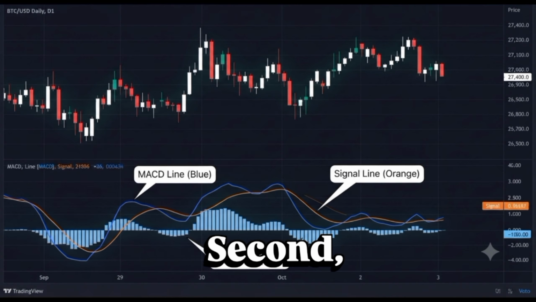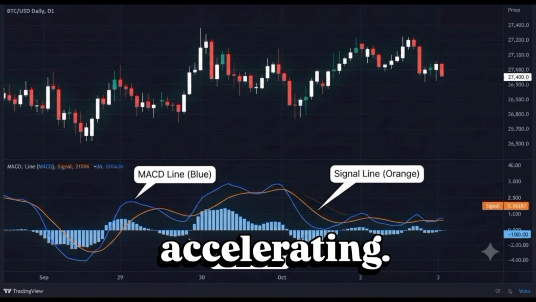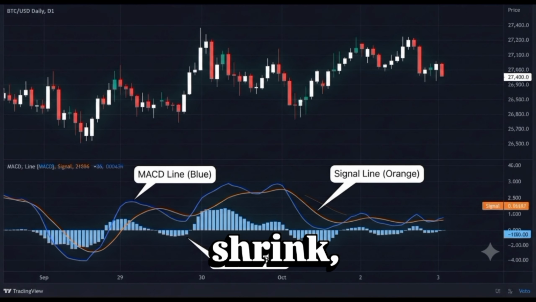moving average. Second, the signal line, that's a 9-period exponential moving average of the MACD line itself. Think of it as the slower, smoothed version. And third, the histogram, those vertical bars that show the distance between the MACD line and the signal line. When the bars get bigger, momentum is accelerating. When they shrink, momentum is fading.